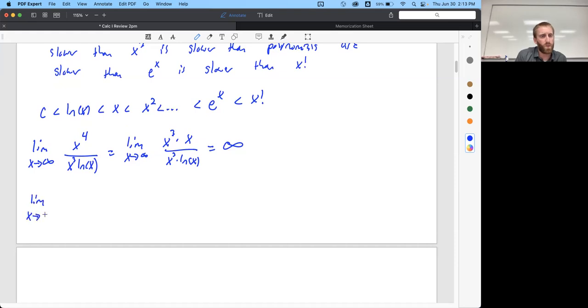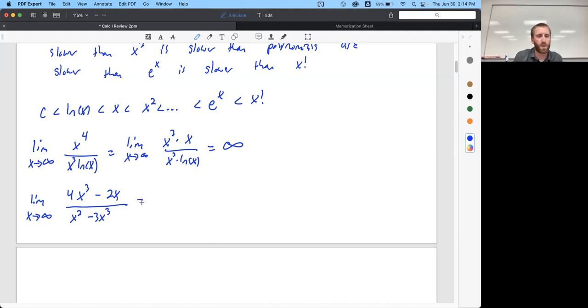Okay, but then what if they are growing at the same speed? Like what if we had 4x cubed minus 2x over x squared minus 3x cubed. Okay, well, the top and bottom are both going to infinity, or at least infinity or negative infinity. But all we really care about is the highest degree term. They both have the same degree in the top and the bottom. The largest power is 3. So they're growing at the same speed.